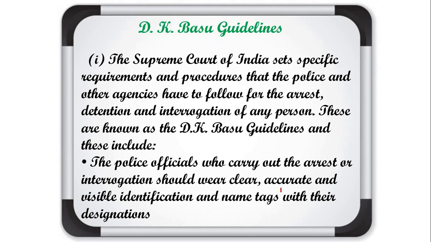First, the police officials who carry out the arrest or interrogation should wear clear, accurate and visible identification and name tags with their designation. Understood? So it is simple. As we know, police can't arrest any person casually. When police are going to arrest any person, they must be in proper uniform, with proper identification on which their full name and their post must also be mentioned.